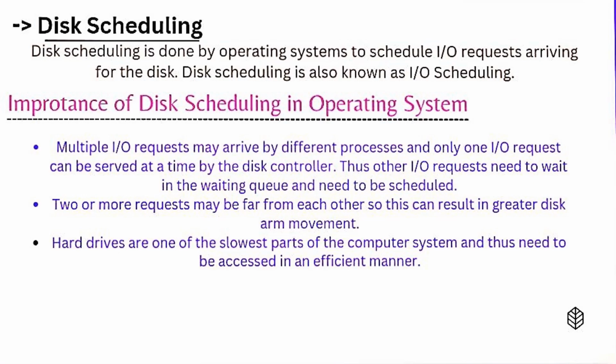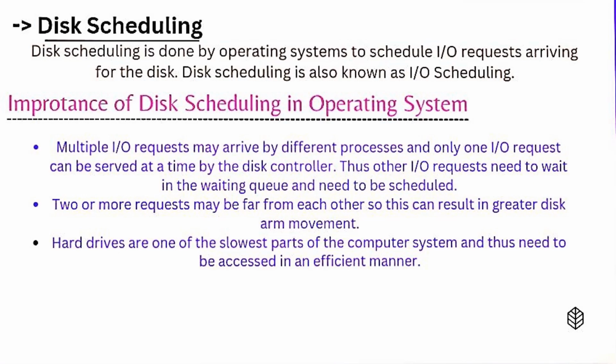Importance of disk scheduling in operating system. Multiple input-output requests may arrive from different processes, and only one input-output request can be served at a time by the disk controller. Thus, other input-output requests need to wait in the waiting queue and need to be scheduled. Also, two or more requests may be far from each other, so this can result in greater disk arm movement.